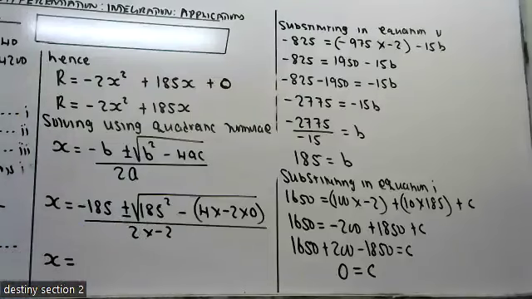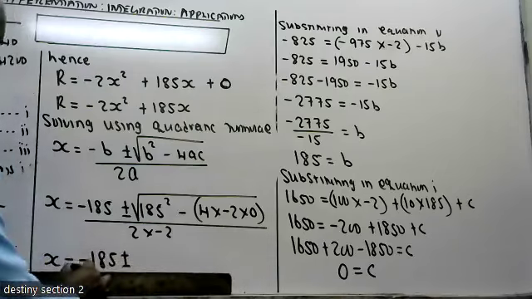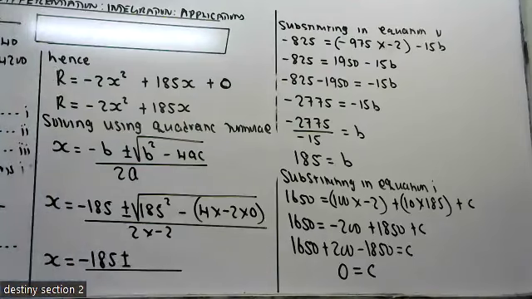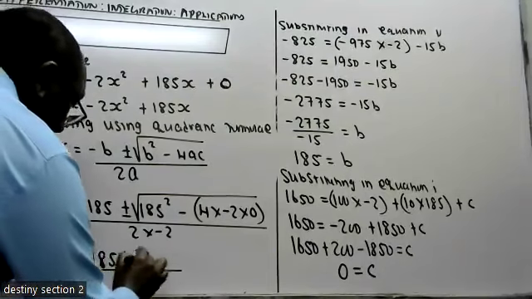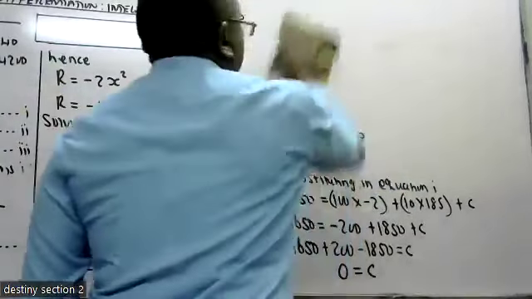So proceeding on, we are able to gather negative 185 plus or minus the square root of 185 squared minus, in brackets, 4 times minus 2 times 0, close the brackets, equals. Then the answer you get, the square root of that. And myself, I'm getting 185 to be divided by minus 4, 185 to be divided by negative 4.